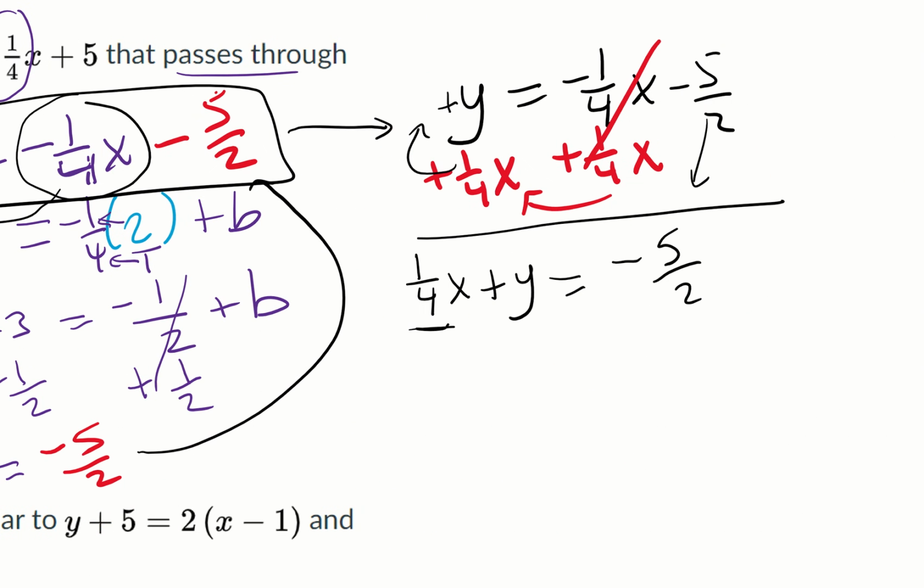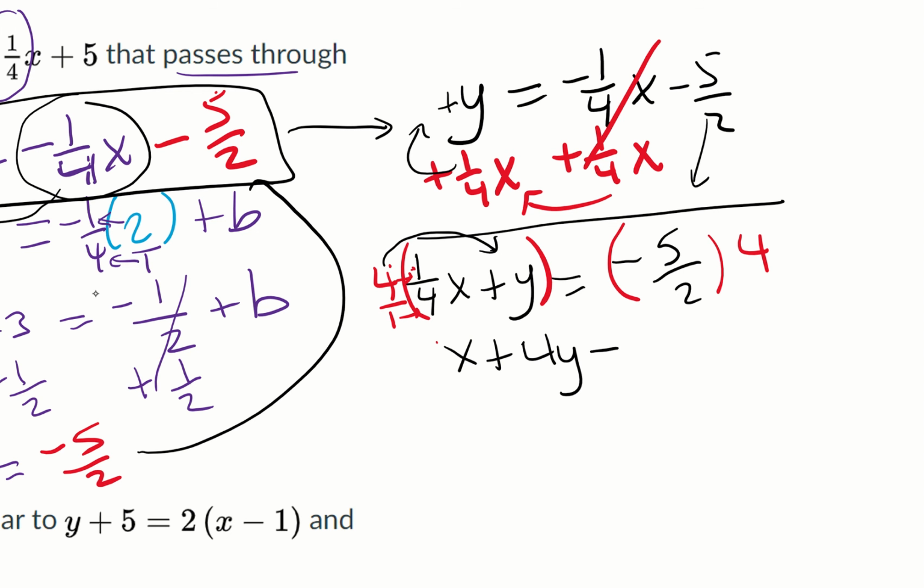So now notice that we need to get rid of this fraction. So if I want to get rid of this fraction, I need to multiply by the denominator. So I'm going to multiply by the denominator of 4. I'm going to do that here and here. Okay, so 4 times 1/4 is 4 divided by 4. Remember, there's an invisible 1 here. So 4 divided by 4 is 1. So this is just going to be 1x. So x. Don't forget to distribute the 4. 4 times y is 4y.